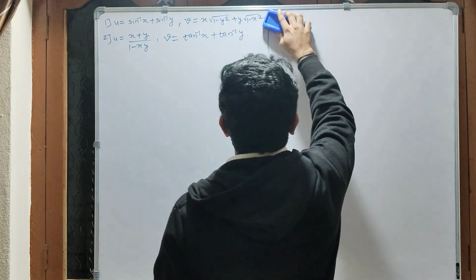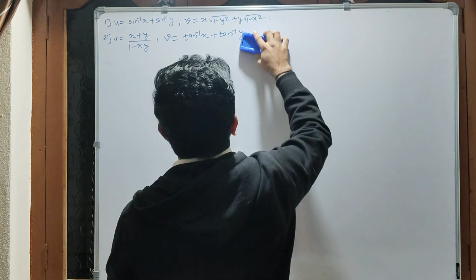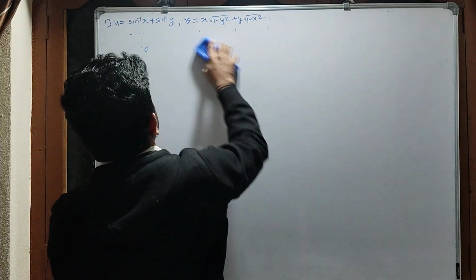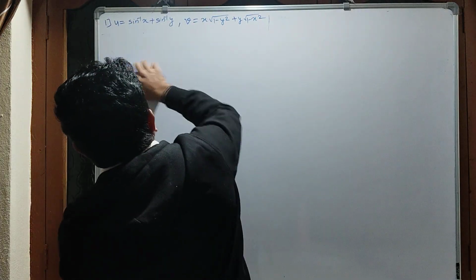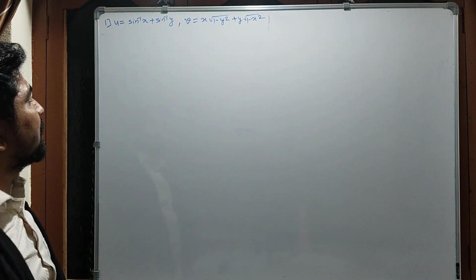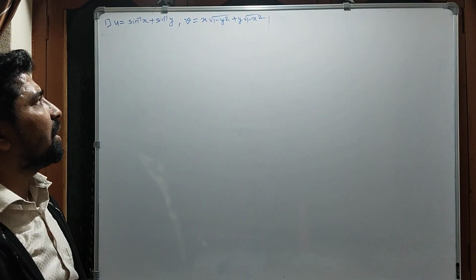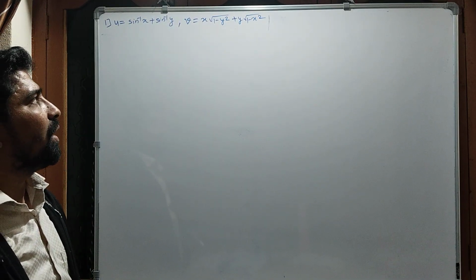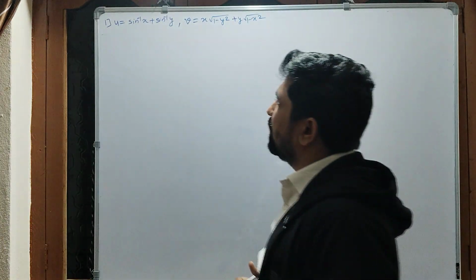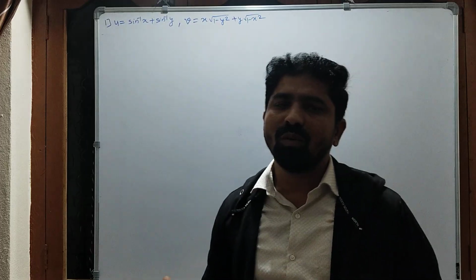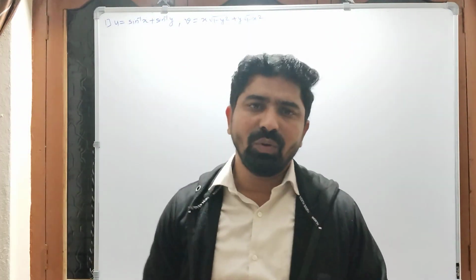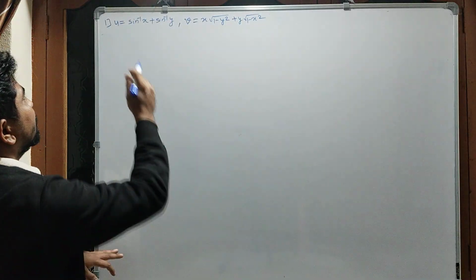Now example 2, I remove it. Now I want to just solve example 1. Here u equal to sin inverse x plus sin inverse y and v equal to x under root 1 minus y square plus y under root 1 minus x square. Check whether the functions u comma v are functionally dependent or independent. If dependent, find the relation between u and v. So this is the example.